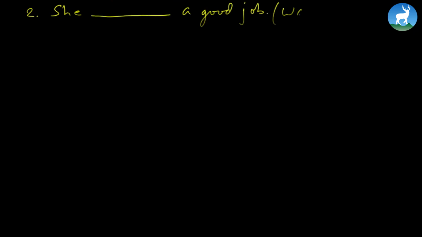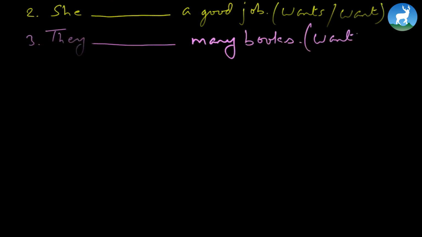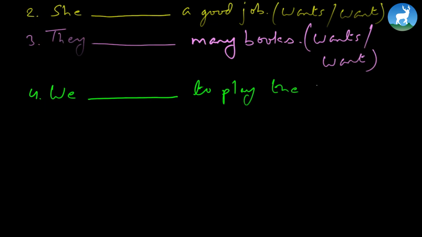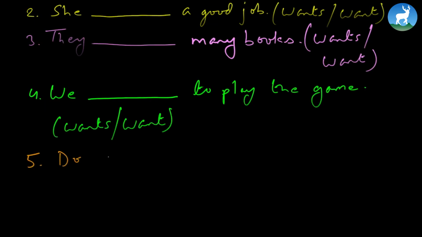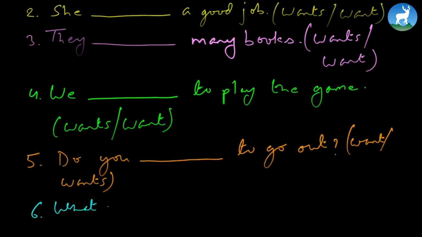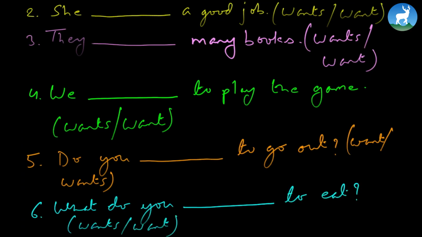Two, again we have the same verb as an option, wants, want. Three, they, many books. Again, wants and want are the options. Four, we, to play the game. Again, the options are wants and want. Five, do you to go out. Want. Six, what do you to eat. Wants, want. Let's move further. We'll refer to these in a while. First, let's copy down the numbers here.